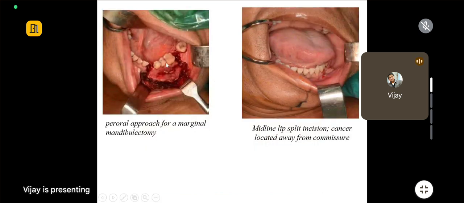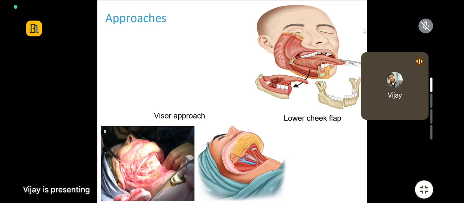So this peroral approach is for the lateral segment of the marginal mandibulectomy, then the midline split incision approach for the tumors located away from the commissure. So this, again, is the lower cheek flap approach for segmental mandibulectomy.